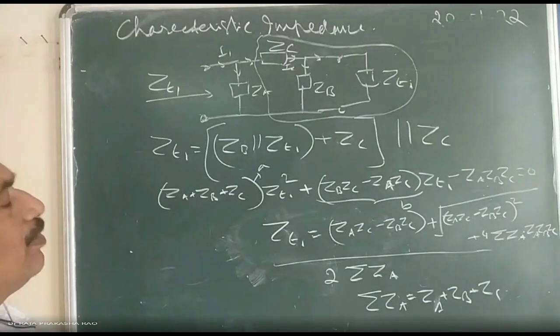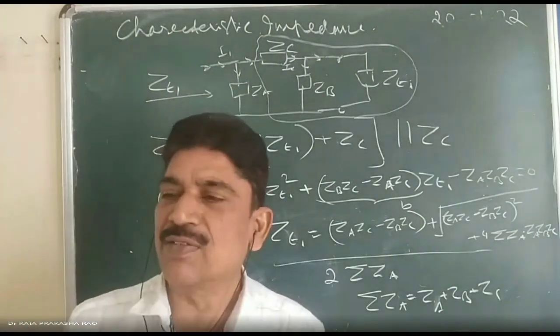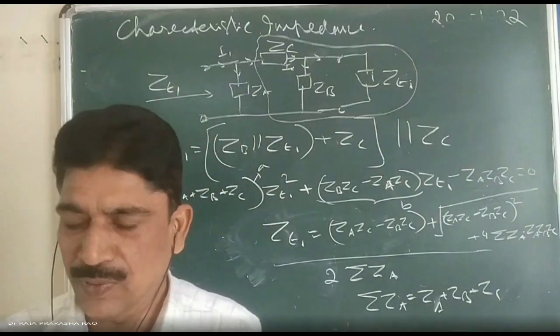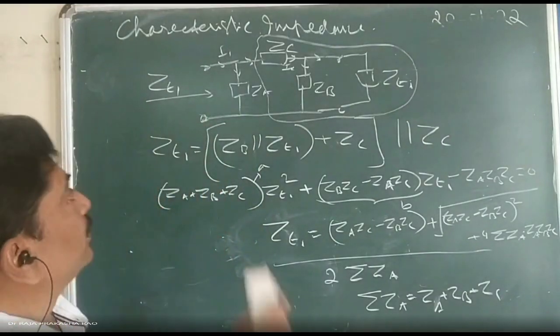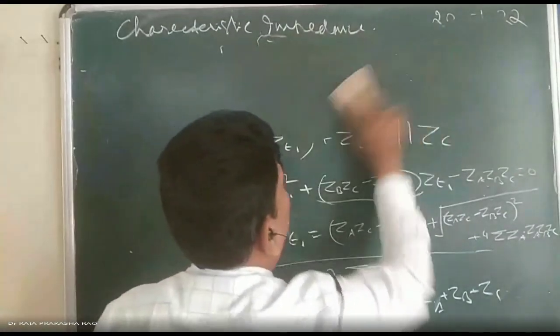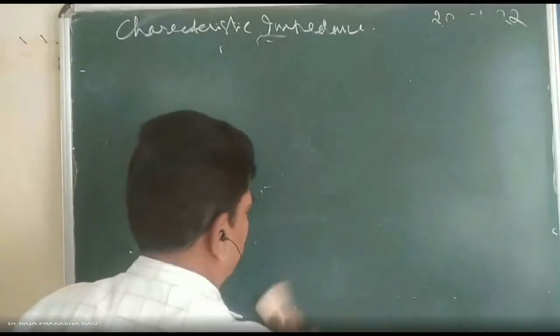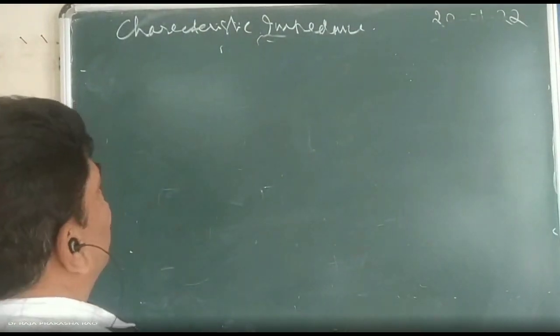For ZT2, you connect ZT2 across port 1 and then find out ZT2 from the second port. I just draw the circuit for finding ZT2.